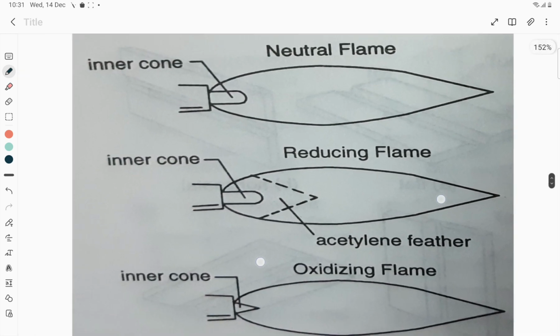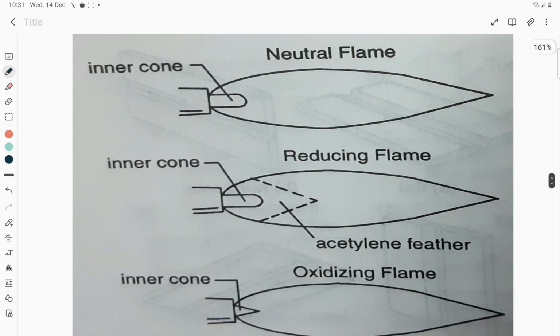For example, in case of neutral flame, as shown in the figure, we will be having a small inner cone and an outer envelope. Most of the heat, that is 2/3 of the heat, will be because of this inner cone, and 1/3 of the heat will be through this outer envelope.